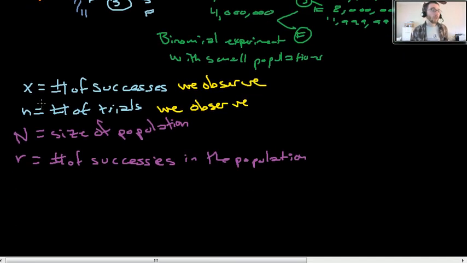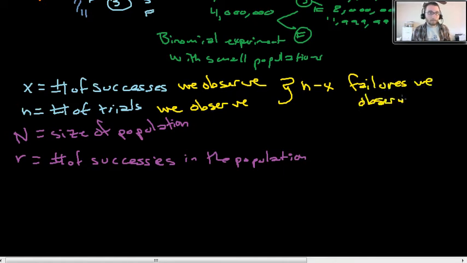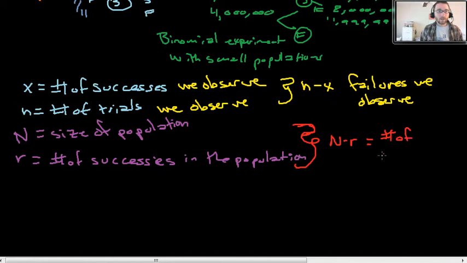As before, one thing we noted is that if we do these trials and we get X successes, that implies that we will have N minus X failures we observe. Right? So that's what that is going to be. And if big N is the size of the population, and little r is the number of successes in the population, then big N minus little r is the number of failures in the population.